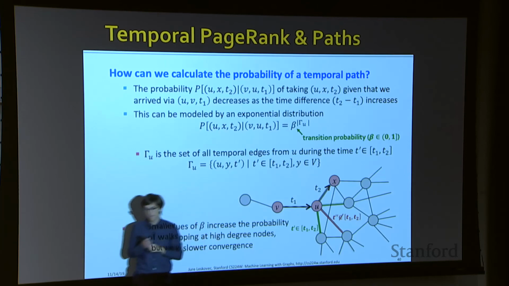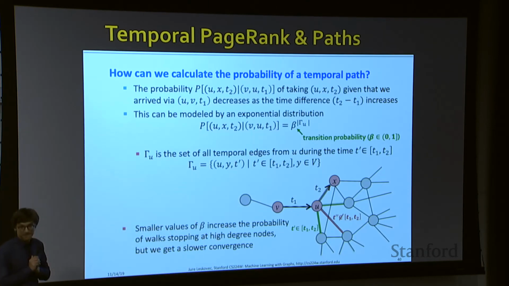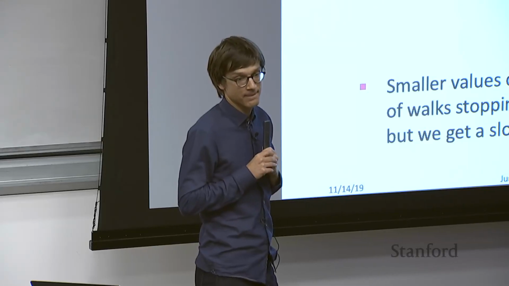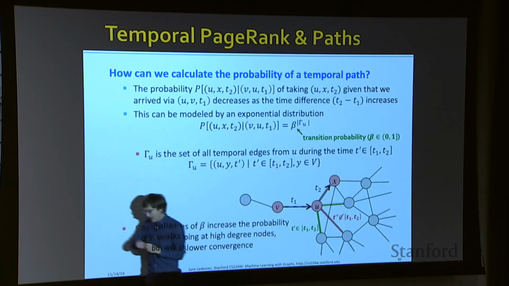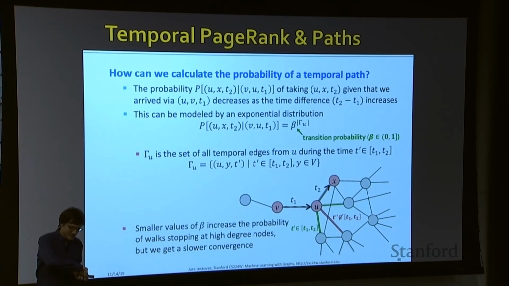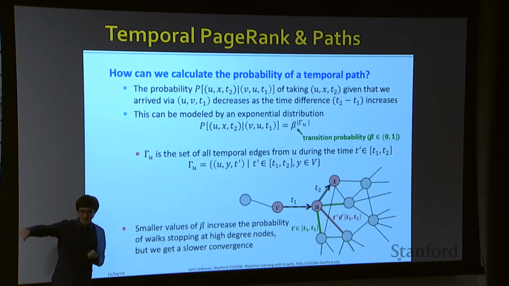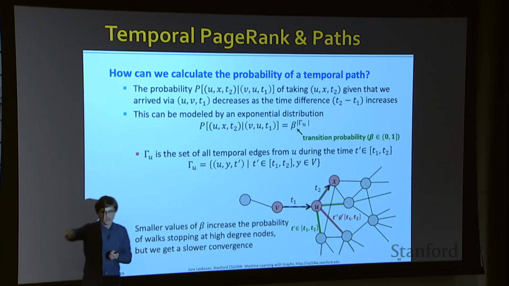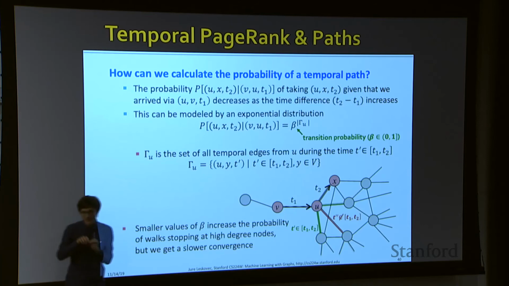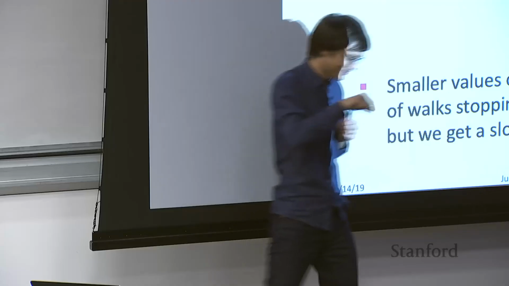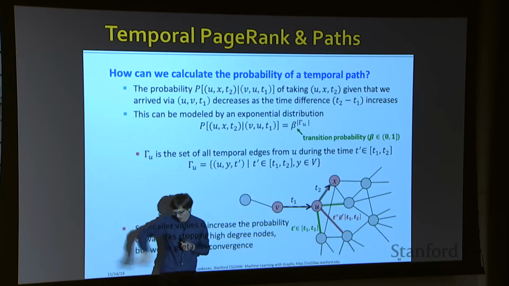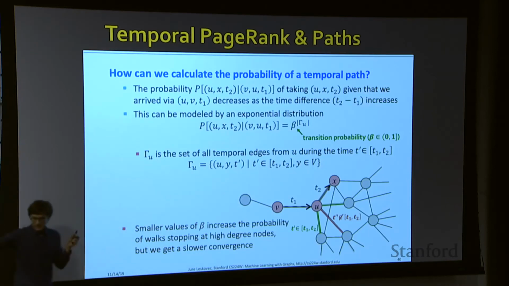Yes? So I'm a little confused. What's the difference between temporal path and... Aha, great question. What's the difference between a path and a walk? In a path, you cannot visit the same node again. On a walk, you can be drunk and it's kind of fine, right? But in a path, you are sober, so you don't go back. You don't return to where you started or whatever. So a walk is a walk. In a path, the nodes don't repeat.